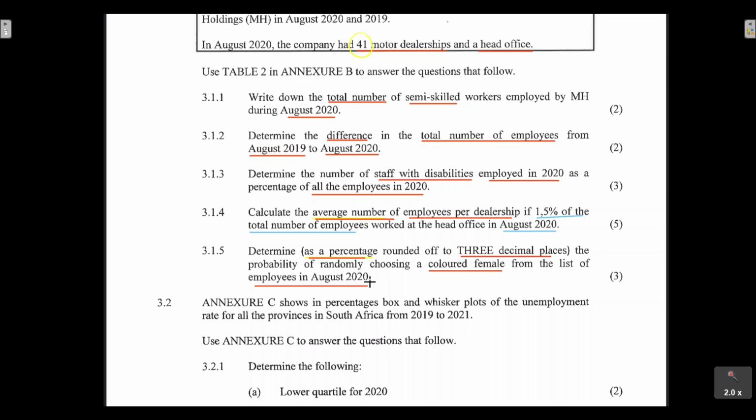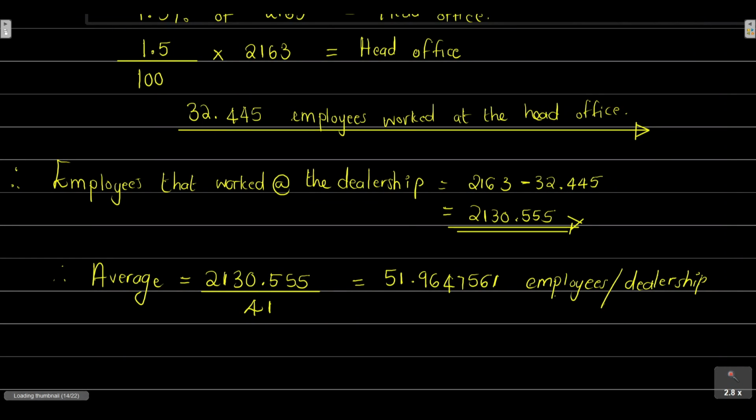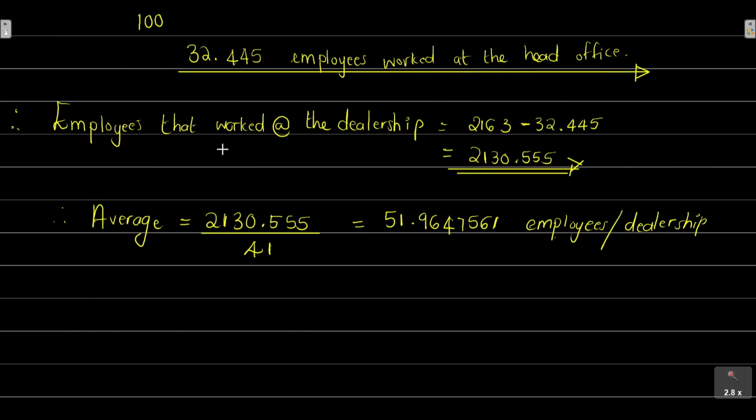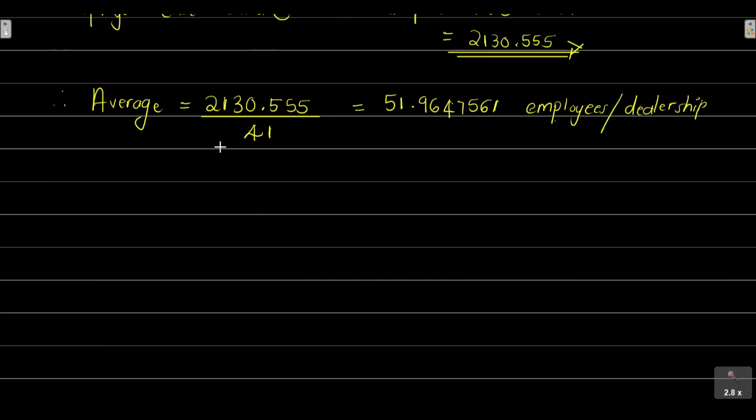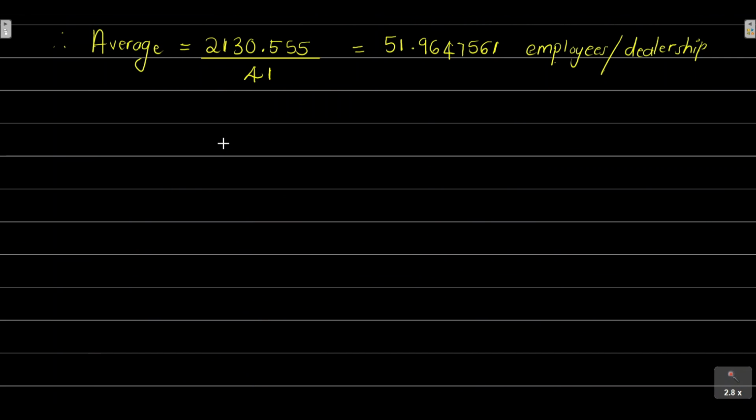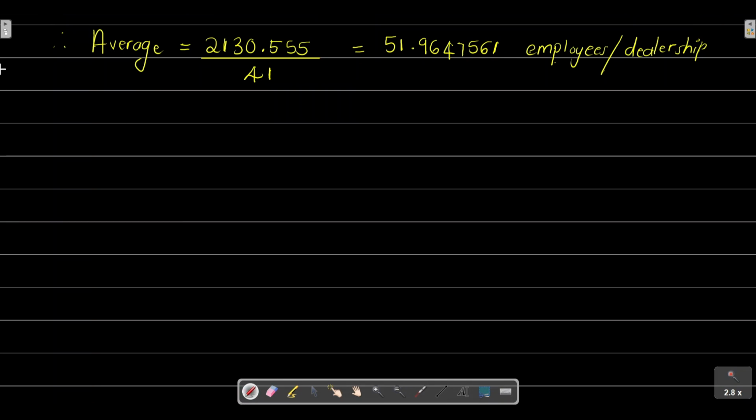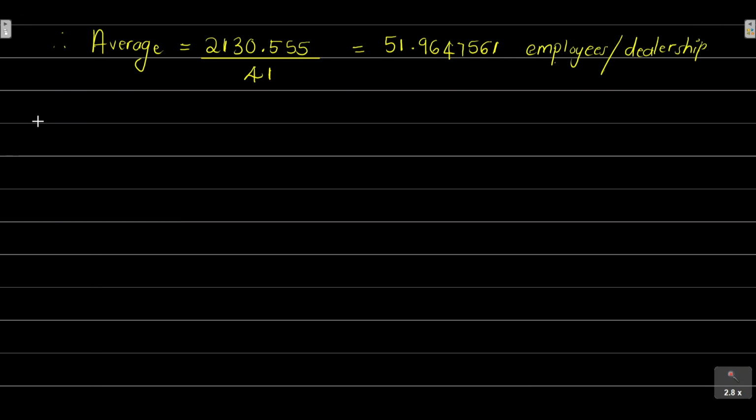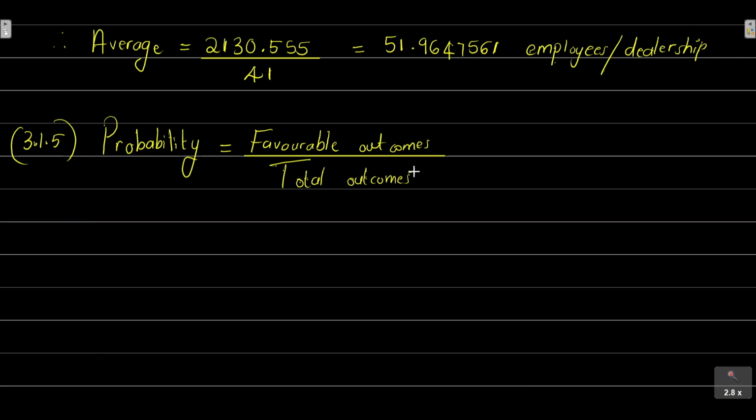How are we going to start off this question? Because we're calculating probability, we need to know how we calculate probability. If you've been watching all my video tutorials, you already know this. Probability is equal to the favorable outcomes, or the outcomes that you want, divided by the total outcomes. I'm going to write that down: the favorable outcomes divided by the total outcomes.